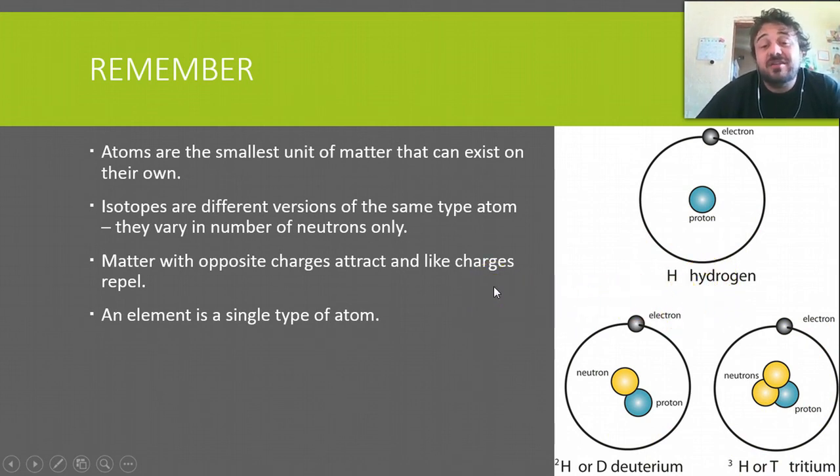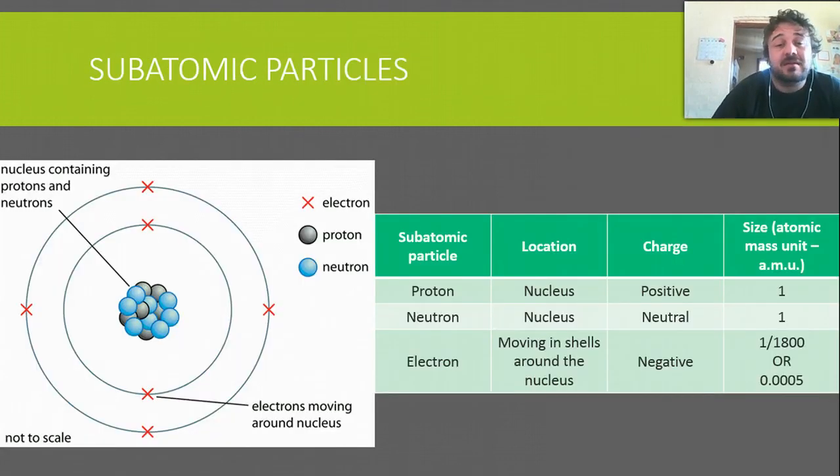Matter with opposite charges attract, so opposites attract, like charges repel. So if we've got a positive and a positive, they will bounce away from each other without actually touching. If we've got a positive and a negative, they will pull in together. All right. So let's look at the subatomic particles.